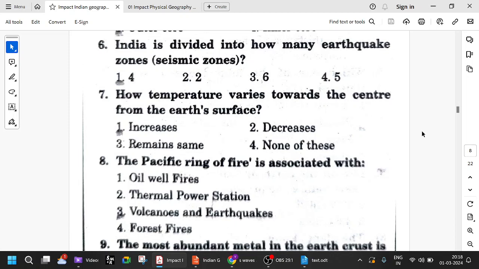So how does temperature vary towards the center from the Earth's surface? Everyone is aware, right? Inside, the core is very hot, right? It's molten magma and all that comes from inside. So the temperature increases as you go towards the center of the Earth.